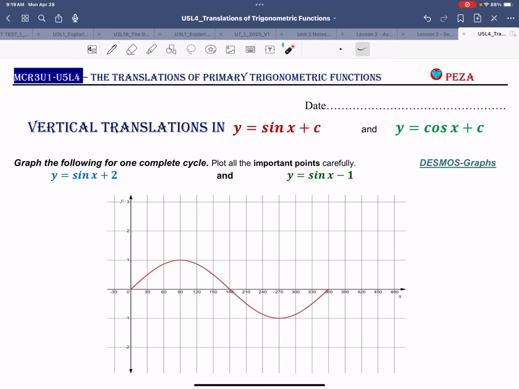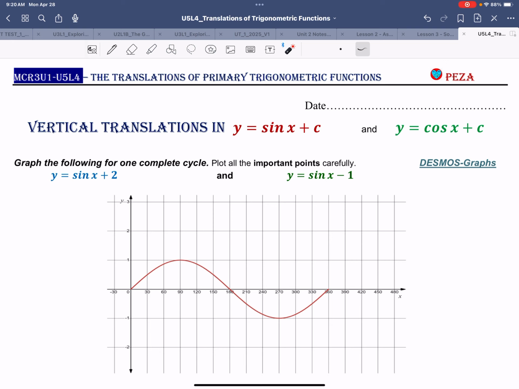In this lesson, we'll explore transformations of primary trigonometric functions. Our focus will be on translations. And for this, we're looking into two basic trigonometric functions, y equals sine of x and y equals cosine of x. The first translation we're looking into is the vertical translations.